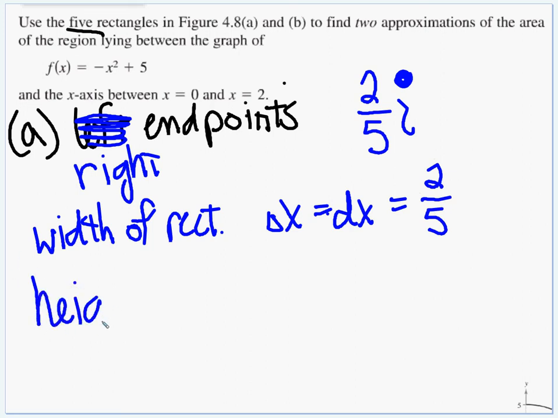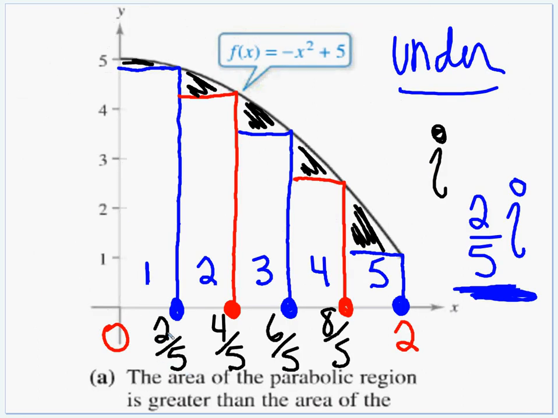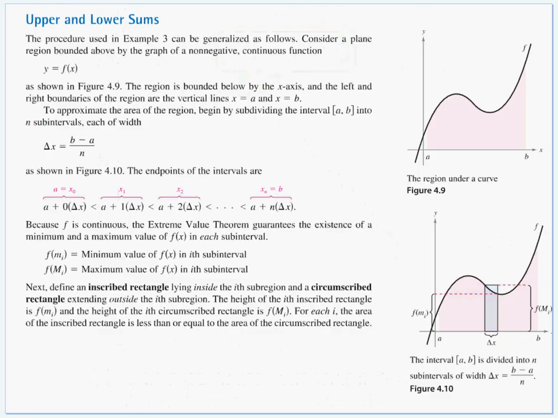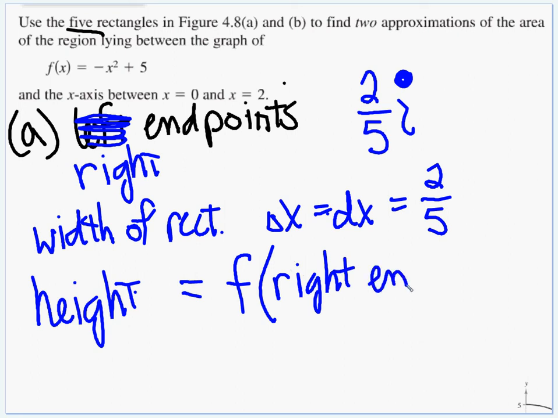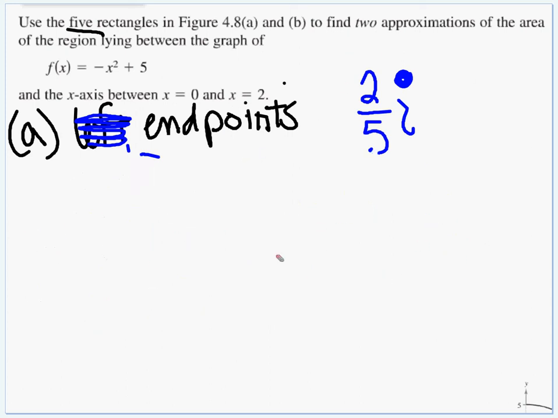So what determines the height of each of our rectangles? Well, remember, we put in an x value, and now we're going up until we hit the curve. So this function determines the height of our rectangles. So the height is going to be f of the right endpoint. We take the right endpoint, we put it in the function, and that gives us the height of the rectangle. I guess I can erase this.